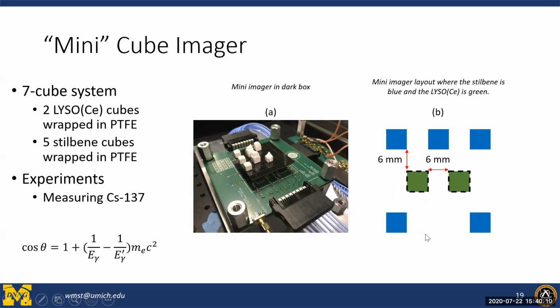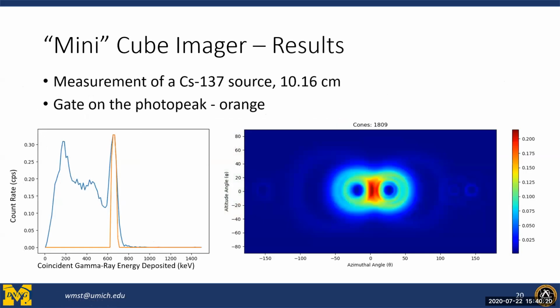However, backscatter events tend to be less broad, or tend to not have as high of an effect in this system. And what that ends up giving us is these two wings around our system, where each one of these wings is centered around that angle between the stilbene cubes and the LYSO.